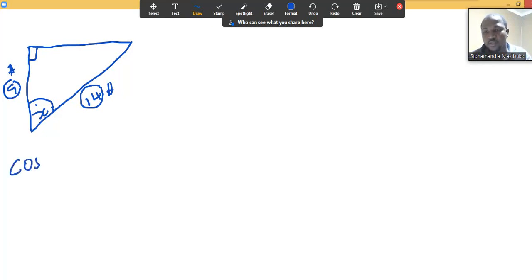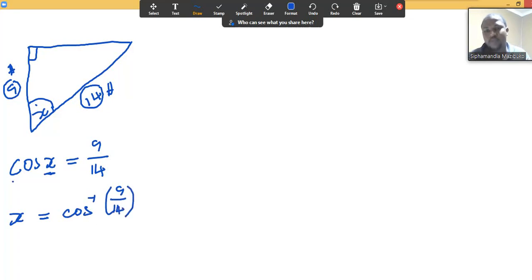So you have to use cos x is equal to adjacent, which is 9, all over hypotenuse, which is 14. Okay, so you need to put that one on the calculator. When you're trying to solve for x, which is an angle, we need to find the inverse. We multiply by the inverse of cos. So x is equal to cos inverse of 9 over 14. Then you can put this one on the calculator to find out what your x is.